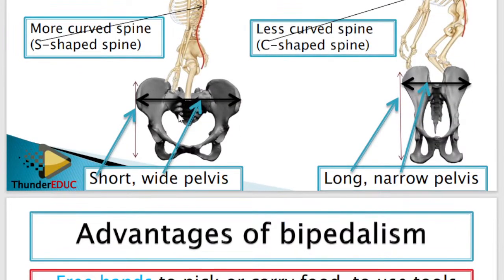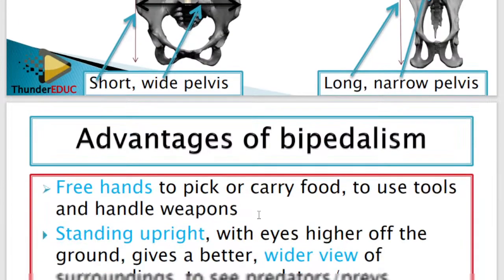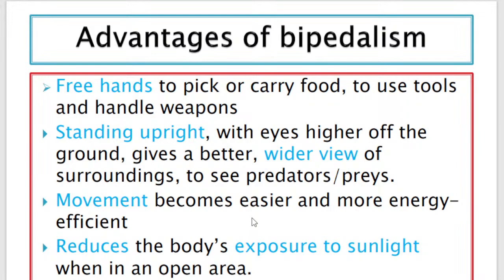Anyway, let's go to the pelvic girdle. This pelvic girdle is big and wider. It's short and wider, so that it can support the what? The upper weight. What about this one? This one is long and narrow. So if it is long and narrow, what is happening? It cannot support the upper weight that easily. Is there any advantage of bipedalism?